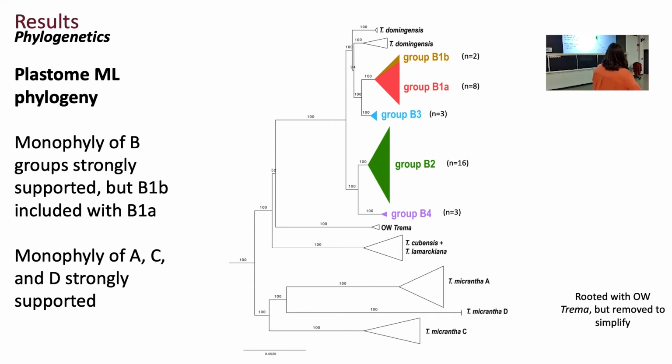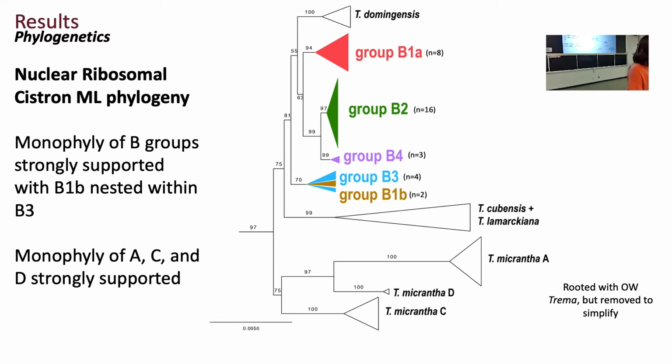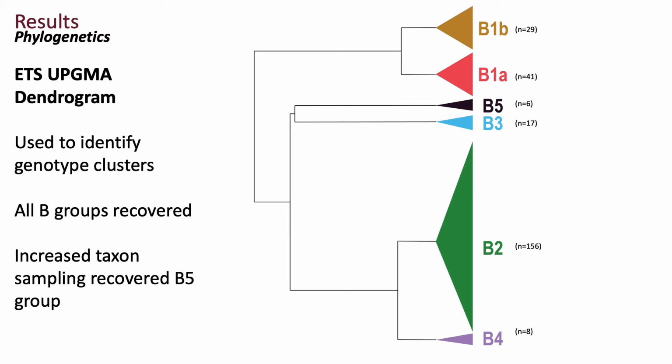So then here's the plastome phylogeny. And again, we see monophyly of those B groups. But this time you might notice that B1b, that orange lineage, is in a clade with B1a. So it's not necessarily monophyletic. And we still see the strong support of A, C, and D. And then for the nuclear ribosomal cistron, we see monophyly of several of those B groups. And this time B1b is now in a clade with B3, but it is monophyletic. So it's nested within that B3 group. And we still see the monophyly of A, C, and D.